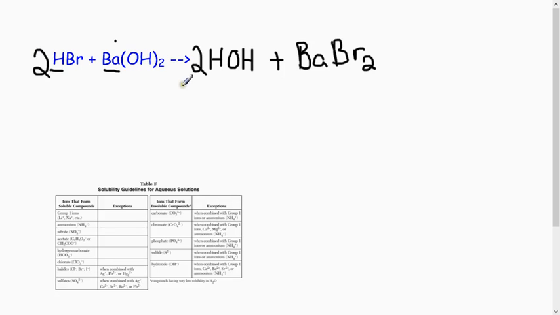For whether or not this will take place, the HOH is a covalent compound, and BaBr2, bromine tends to be soluble. Barium is not an exception, so BaBr2 will be a soluble compound.